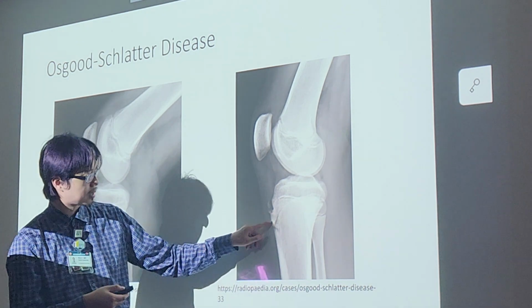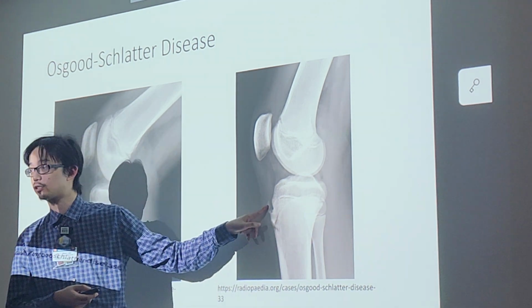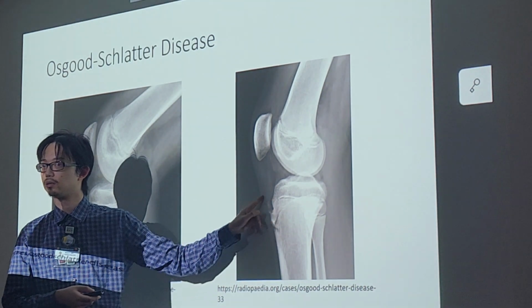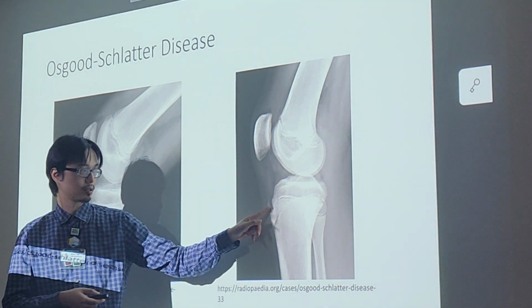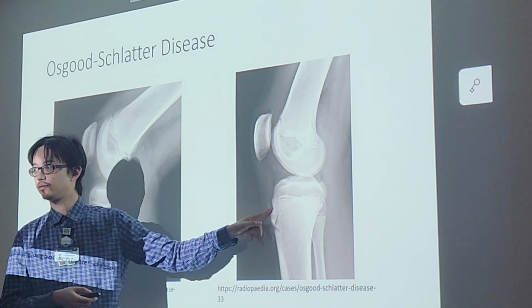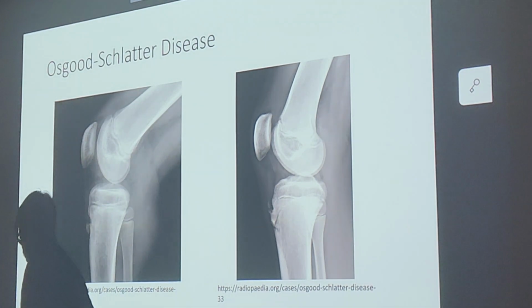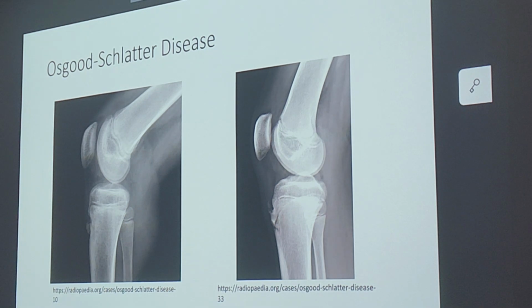And over here, you can see the same thing. You see how this is fractured and fragmented? Right here? This line does not belong there. These pieces came off. So that is Osgood Schlatter.